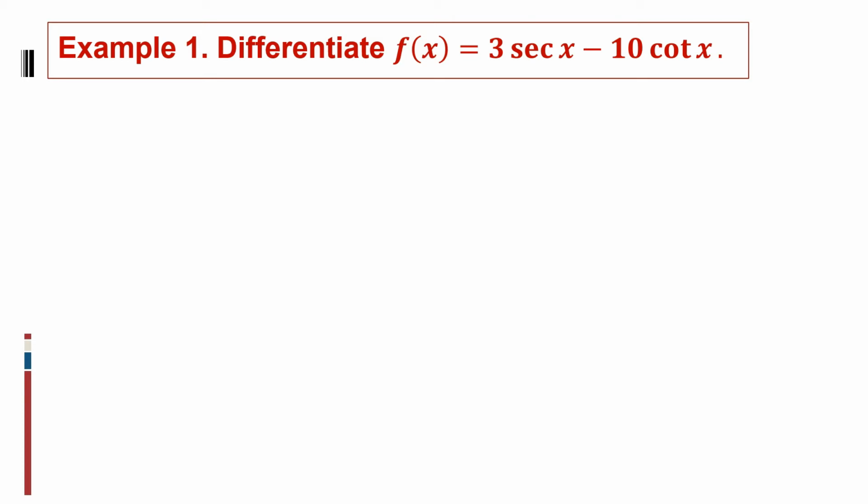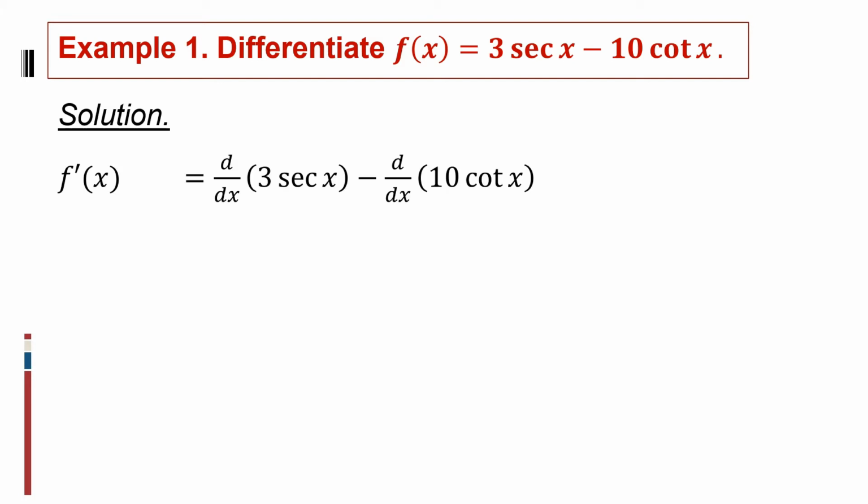Now, first example. We differentiate f of x equals 3 times secant x minus 10 times cotangent x. So, since we have a difference here, pwede natin gamitin yung difference rule. So we have the derivative of 3 secant x minus the derivative of 10 cotangent x. So pwede nating ilabas yung 3 at yung 10 kasi constants yung mga yan. So we have 3 times the derivative of secant x minus 10 times the derivative of cotangent x.